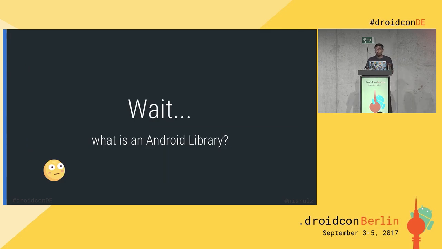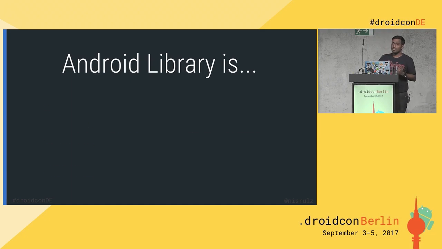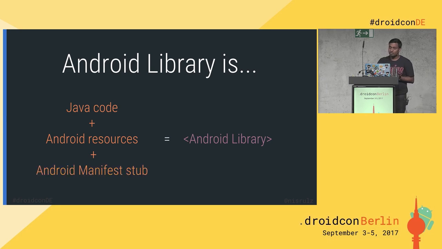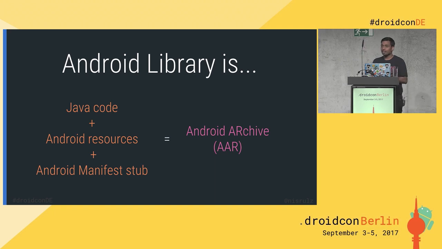An Android library, according to me, is a reusable piece of logic that is written in code. But the way I like to put it is that an Android library is made of 3 secret ingredients combined. The basics that we all know about is the Java code, which, if it is being used in the Java language itself, you can have the JAR, that is Java archive, okay? An Android library has extra stuff in there, that is Android resources and an Android manifest stub. Stub is basically a placeholder. When you combine all these, it forms an Android archive, in short, AAR. That's the Android library.